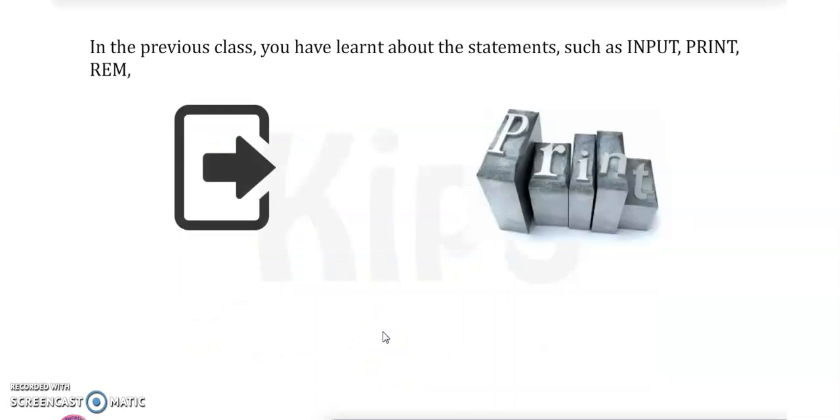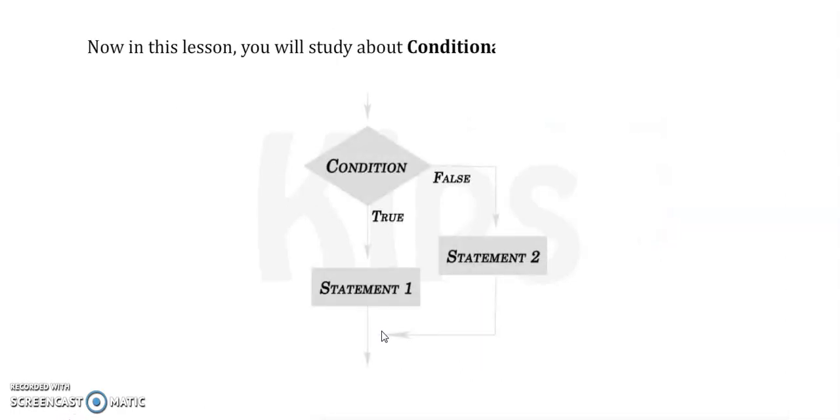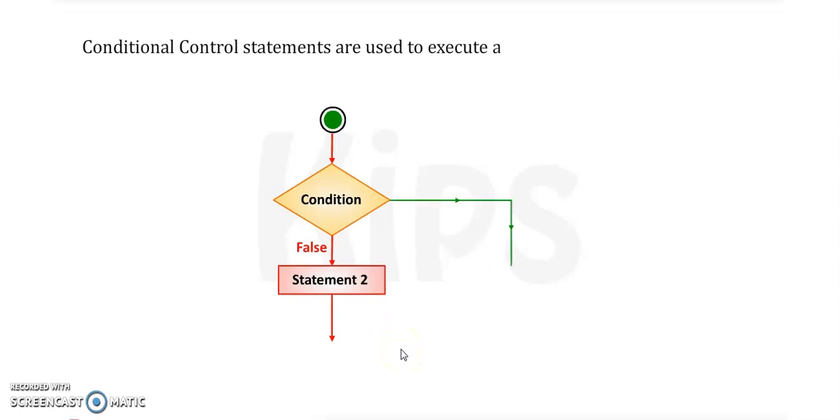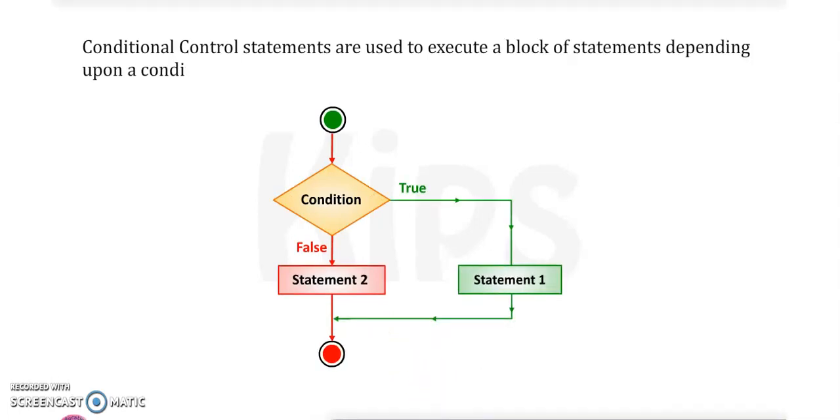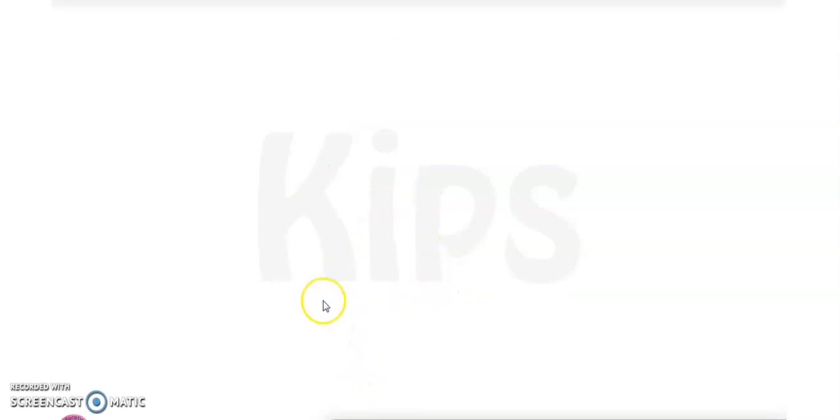In the previous class you have learnt about statements such as input, print, rem command, cls and if then. So now in this lesson you will study conditional control statements in detail. Conditional control statements are used to execute a block of statements depending upon a condition. You can see this block for condition, we will write the condition here, and if this condition is true, then statement 1 will be executed, otherwise, if the condition is false, then statement 2 will be executed, and this controls the flow of execution of a program.